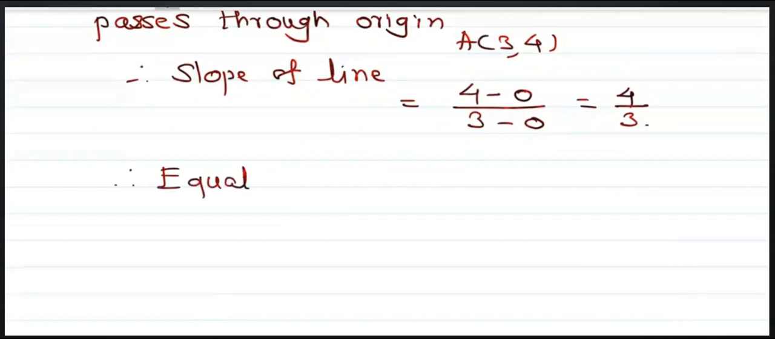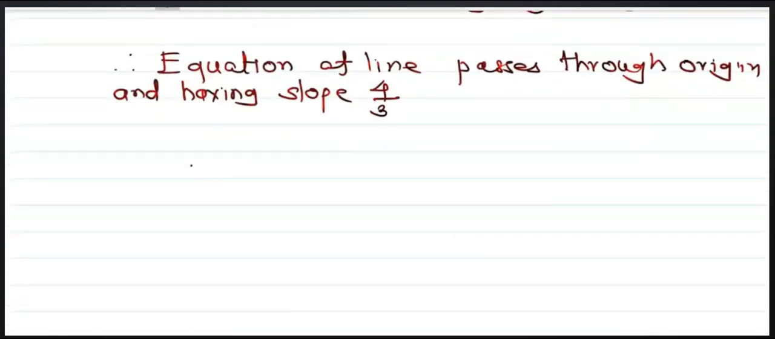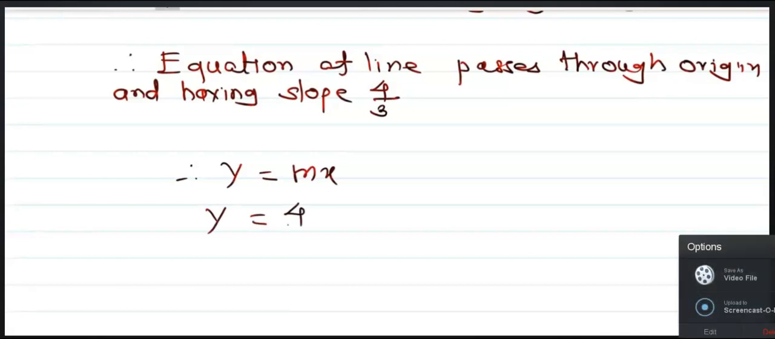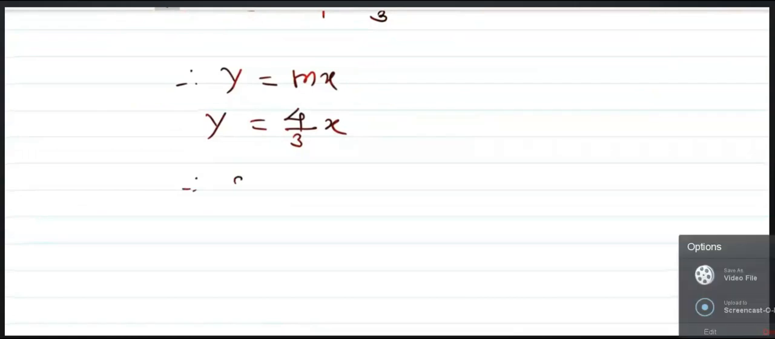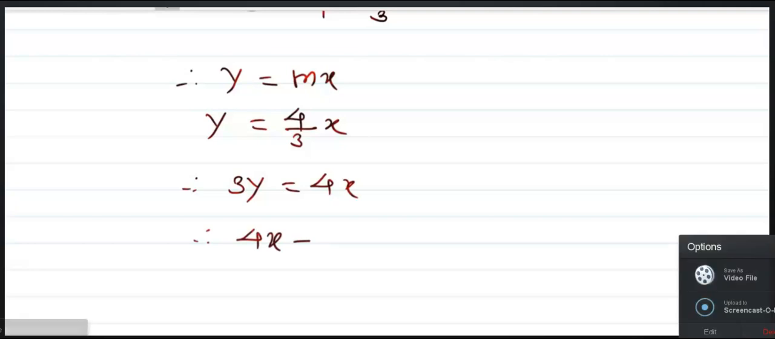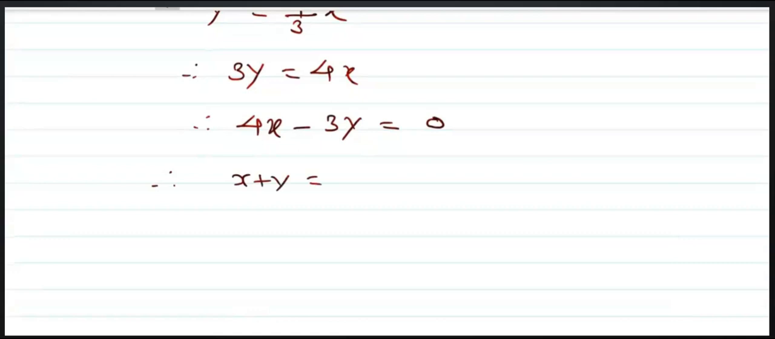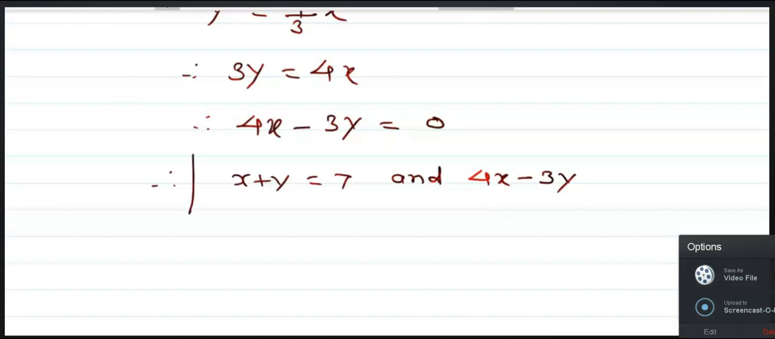Therefore, the equation of the line passing through the origin and having the slope 4 by 3 is y is equal to mx. Therefore, y is equal to 4 upon 3 x. That is, 3y is equal to 4x. Therefore, 4x minus 3y is equal to 0. This is the equation of the line. These are the two equations of the lines.